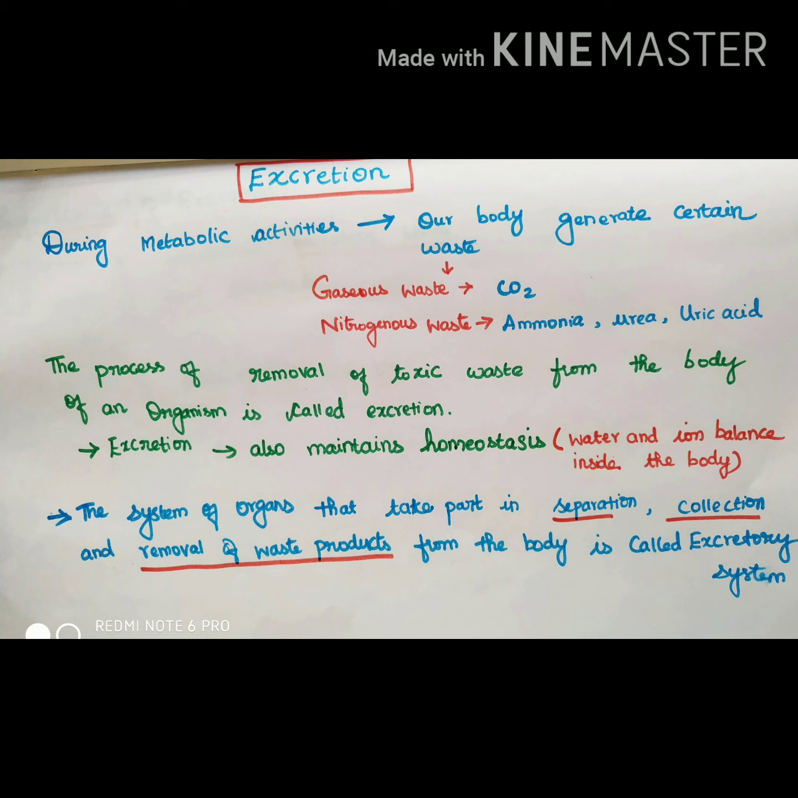The system of organs that takes part in the separation, collection and removal of waste products from the body is called the excretory system. So you people, I think, know well about it. Like for each and every system, there is a series of organs involved, which is called an organ system. The same way, the set of organs involved in the removal of the waste products in our body is called the excretory system.